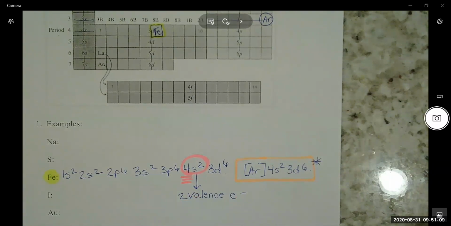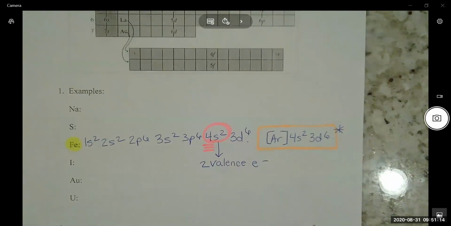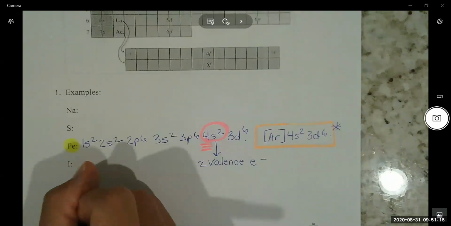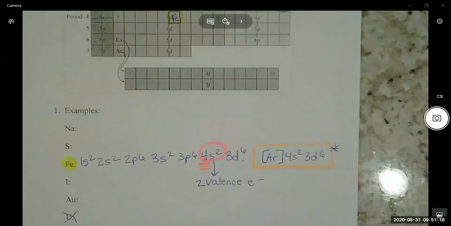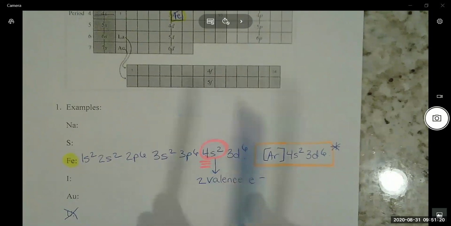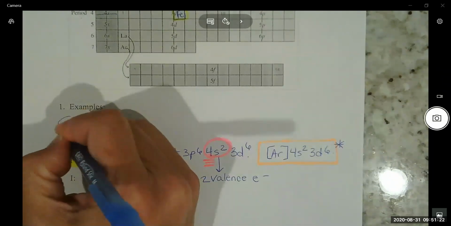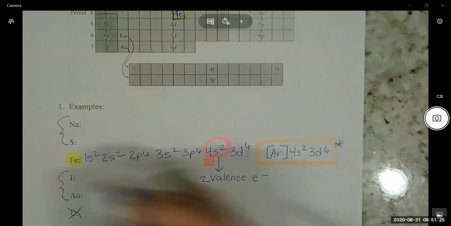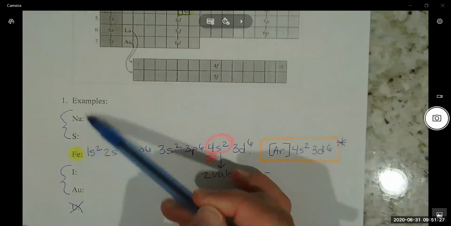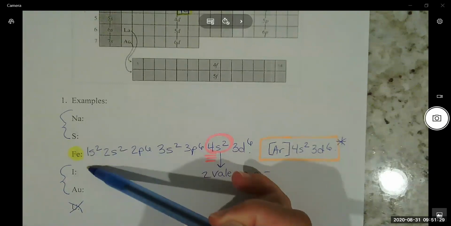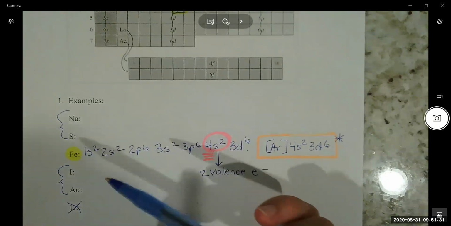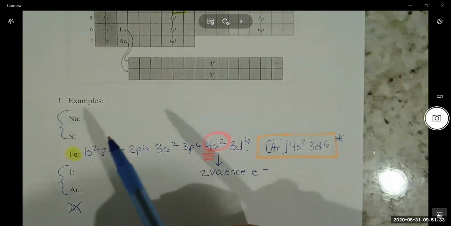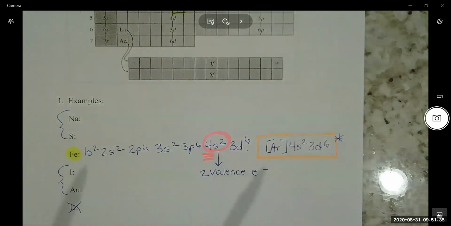Okay, so here's what I want you guys to go ahead and do. Let's not do uranium. We'll come back and do that. They don't usually give you these ones down here. Go ahead and take some time, pause the video right now, and write out the electron configurations for sodium, sulfur, iodine, and gold. And then when we come back to class, we're going to go over those and make sure that you guys are good with writing electron configurations.